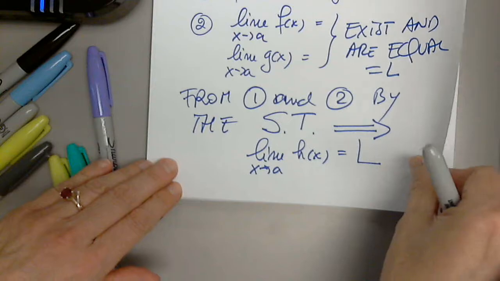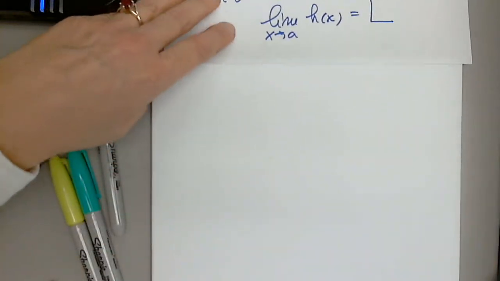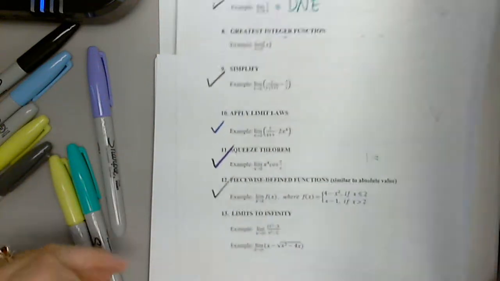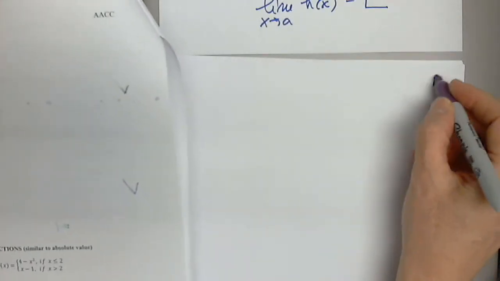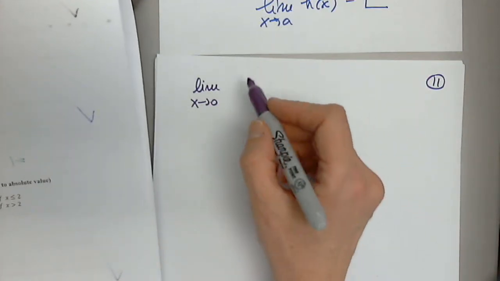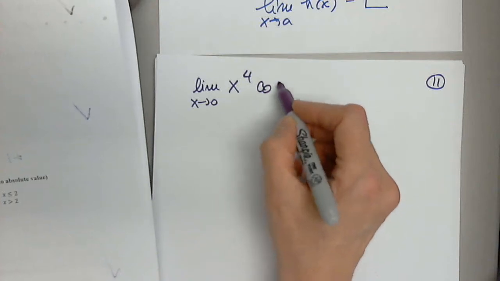Here's the first one. Back to the handout. Example 11. Limit as x approaches 0 from either side of x to the fourth cosine 2 over x.